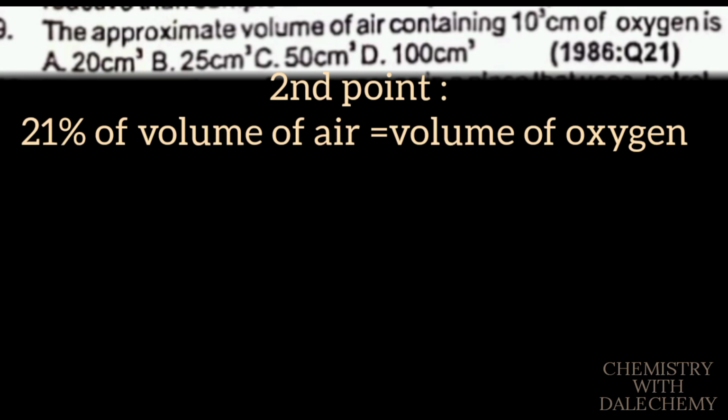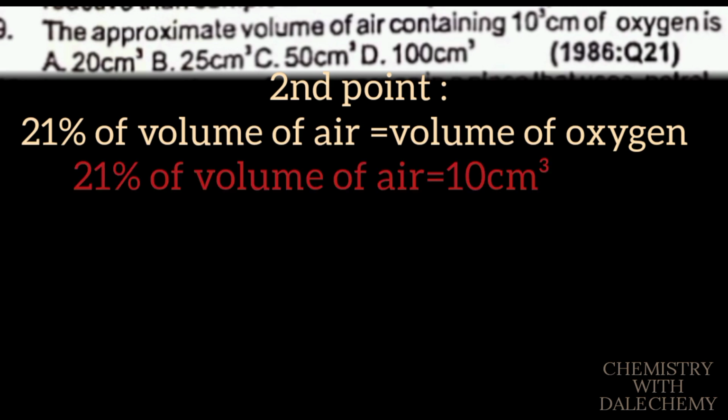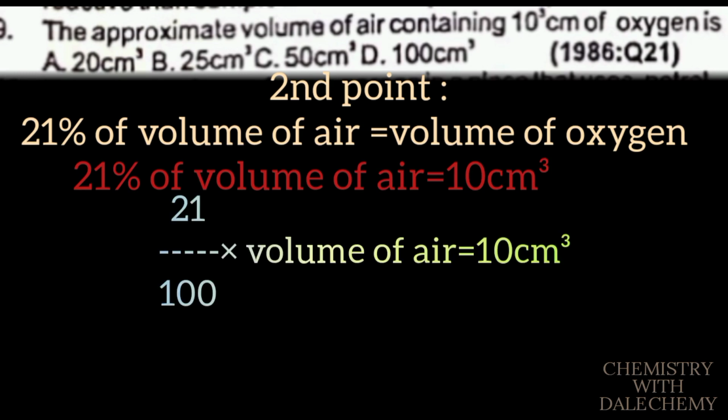The approximate volume of air containing 10 cm cube of oxygen is. So we know that the percentage by volume of oxygen in air is 21%. That is 21% of the volume of air is equal to the volume of oxygen. So which means 21% of air is equal to 10 cm cube. So 21 divided by 100 multiplied by the volume of air is equal to 10 cm cube.